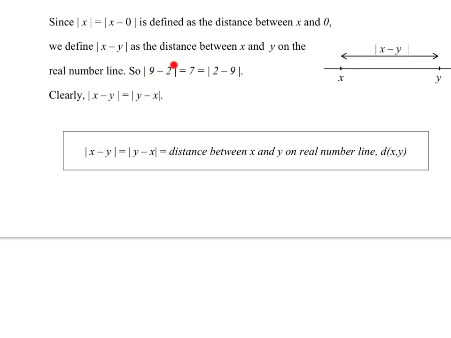So the absolute value of 9 minus 2 is the same as the absolute value of 2 minus 9, because 2 is the same distance from 9 as 9 is from 2. It's like asking, what's the distance from Geneva to Versoix? Well, it's the same as the distance from Versoix to Geneva, so it has to be the same value.